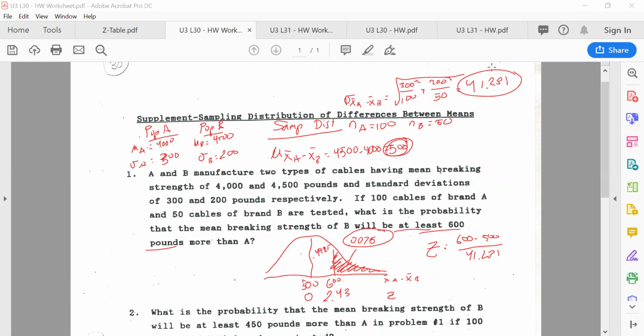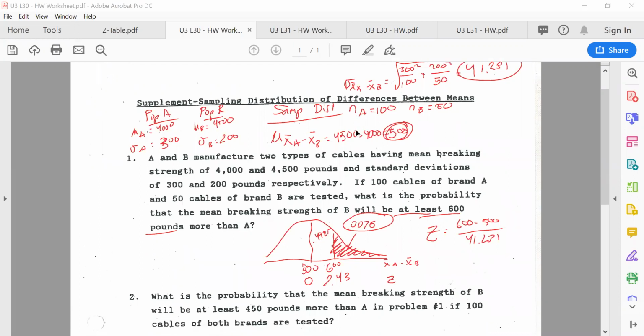I'm actually just going to read the question from here. It's really sloppy on this sheet. I'm going to go to my answer sheet.